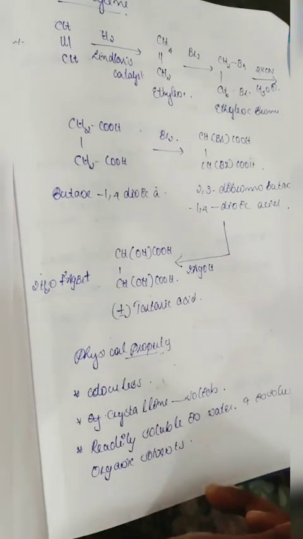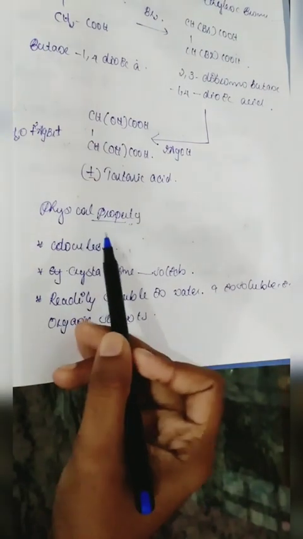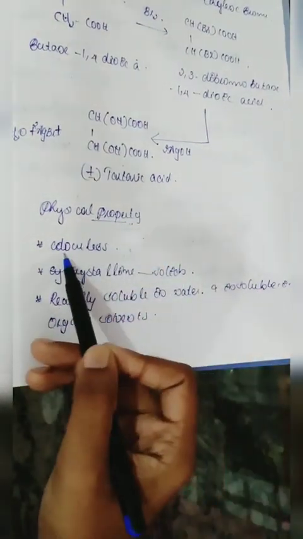So moving on to the next property of tartaric acid, which is the physical property. Physical property is like how they appear. So it is colorless.